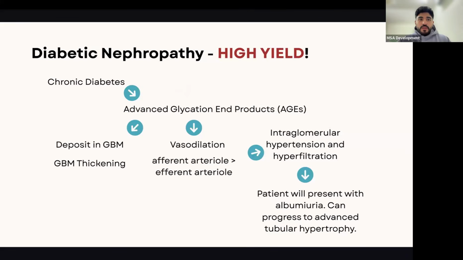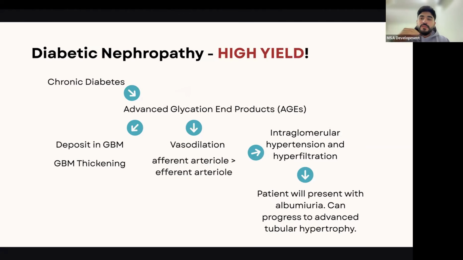So, we will start with diabetic nephropathy. This is an extremely high yield topic, very often tested in boards exams. So you'll see it a lot. You're going to see it in 4th and 5th year as well.